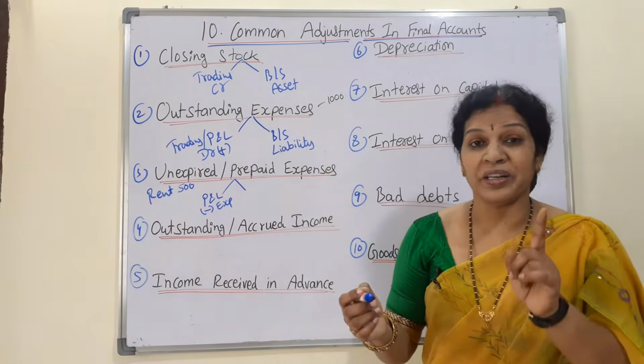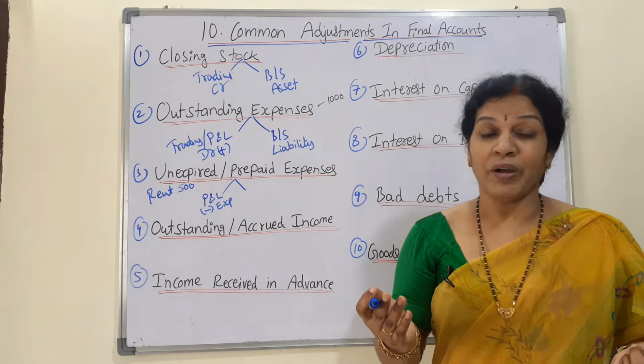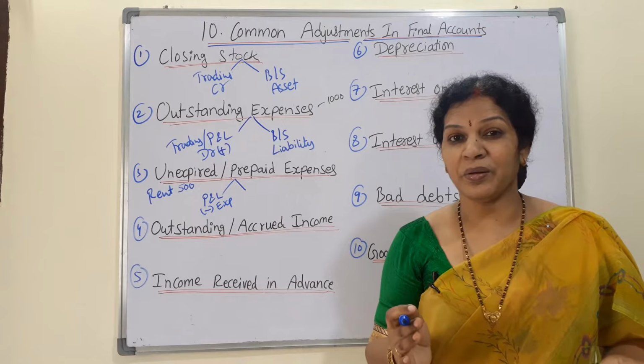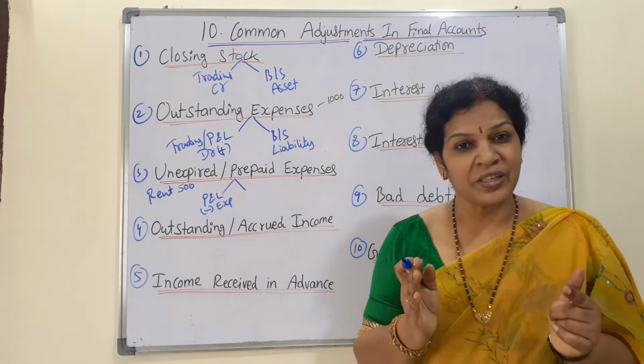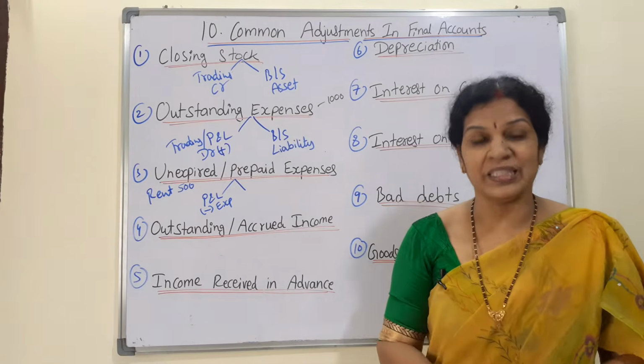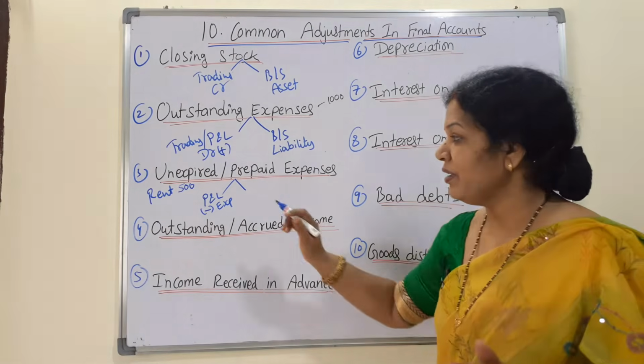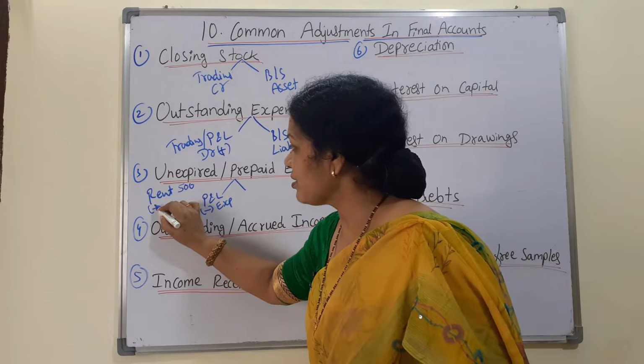Prepaid rent 200, they are saying. Prepaid means next year's. Why do we deduct next year's amount in the P&L account? To get the accuracy of the P&L account, to get the profit or loss of this year only. We don't want prepaid amounts, so that is why we'll be deducting this.